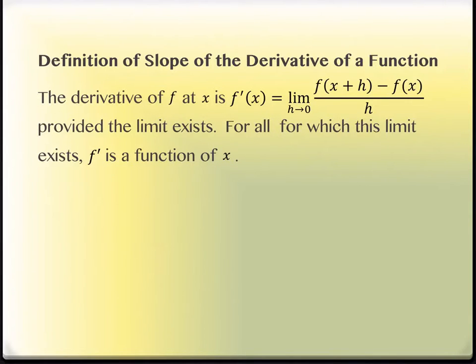So it says provided the limit exists, and then for all x for which this limit exists, f prime is a function of x. For all the values we can use, that's what's missing. For all x, there's an x supposed to be in there. For all x for which this limit exists, f prime is a function of x.